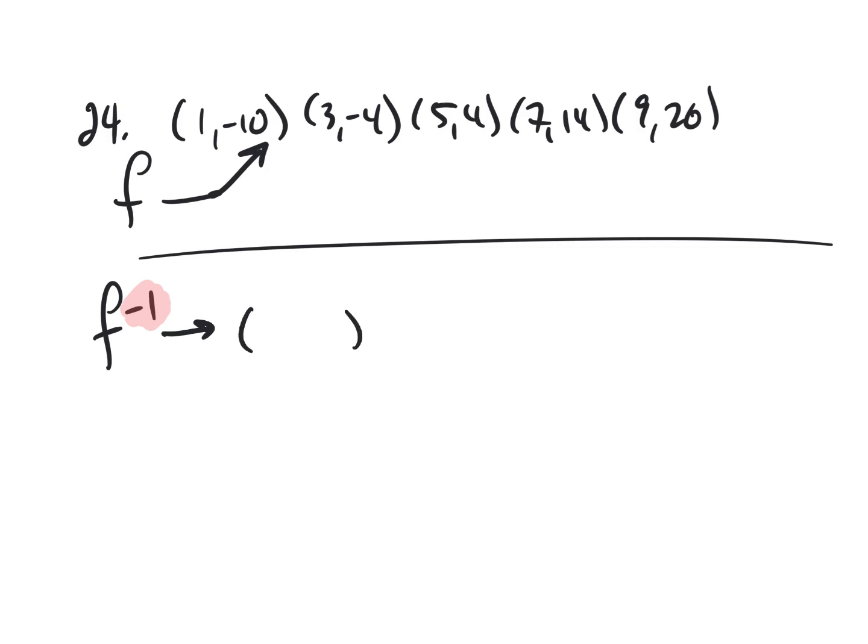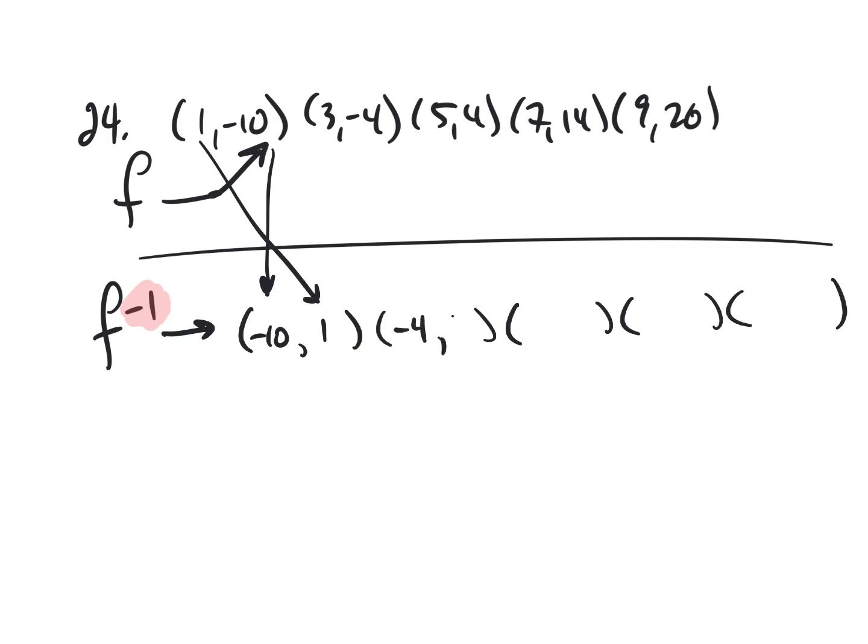What we do with ordered pairs and inverses is we just switch around the x and the y. For the first ordered pair, the 1 and the negative 10 just switch spots. The same thing happens on every one. For the second, the 3 and the negative 4 switch spots. For the third, the 5 and the 4. For the fourth, the 7 and the 14. And for the last one, the 9 and the 26. That's all there is to that.